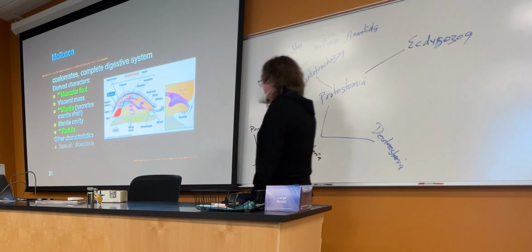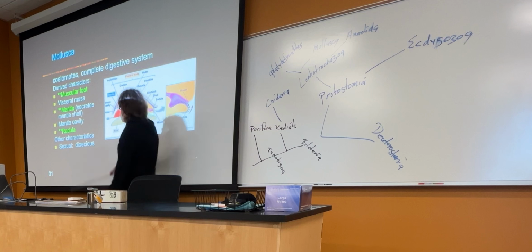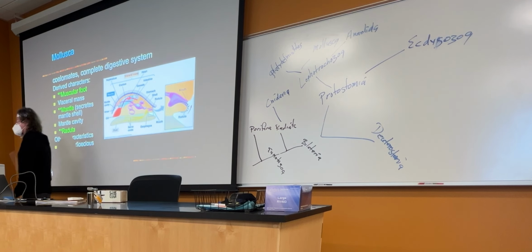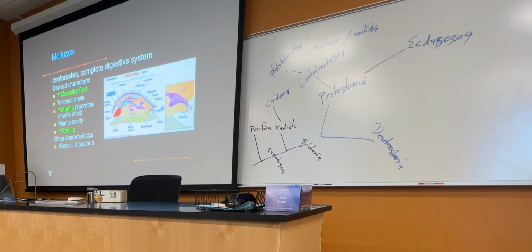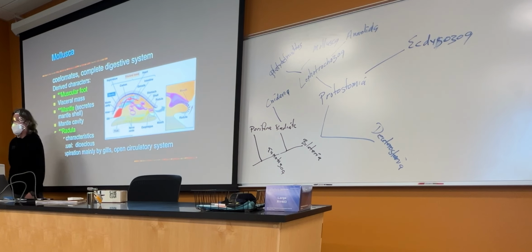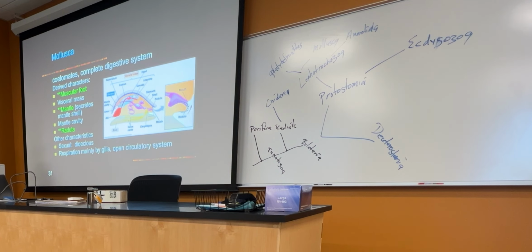And other characteristics, these are the only synapomorphies I'm going to give for this. Sexually, most of these are dioecious, so they have separate males and females. They do have a respiratory system by means of gills. Usually the gills are in the mantle cavity. Some of these are large enough and thick enough that simple diffusion of oxygen is insufficient. And so they do have a circulatory system.